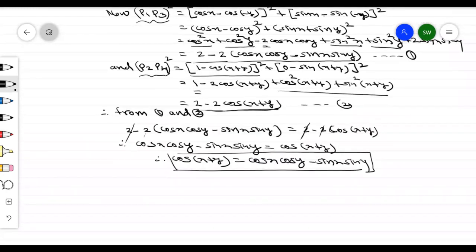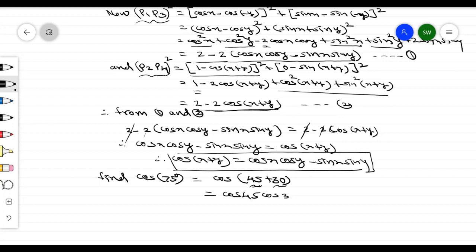It means if it is asked to find the value of cos of 75 degree, I can write it as cos of 45 plus 30. So this is x, this is y. I can write this as cos of 45 into cos of 30 minus sin of 45 into sin of 30. Then put the values of standard angles here, you will get the result.